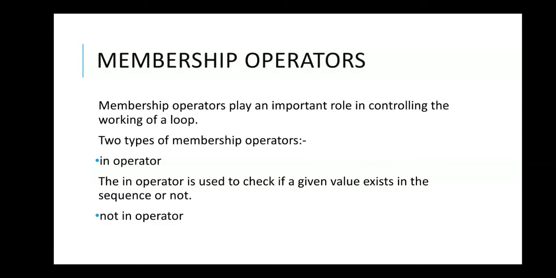There are two types of membership operator, in and not in. The in operator is used to check if a given value exists in the sequence or not, and not in is just the reverse, just like the not operator. If the value is given in the sequence, not in will return you false. And if the value is not given, it will return you true. Membership operator always gives the result in true or false. It checks the existence of the value in the given range.